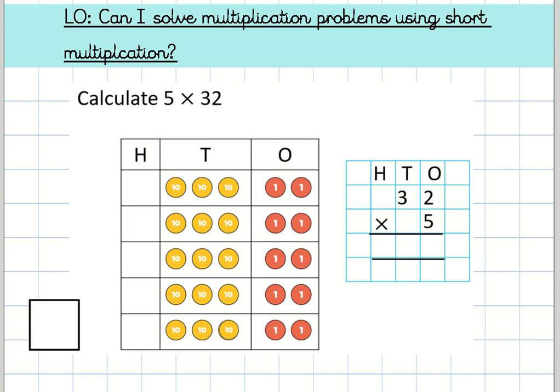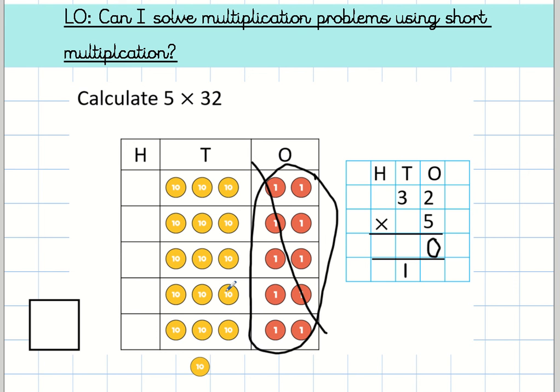Let's have another go. And you'll notice in this one that another column has appeared. So let's start. We've got 5 times 2. And 5 times 2 is 10. So I'm going to take all of those 10 ones and I'm going to exchange them for 1 ten. So I'm going to put a 0 in my ones column because I haven't got any ones left. And I'm going to put a 1 in my tens column.